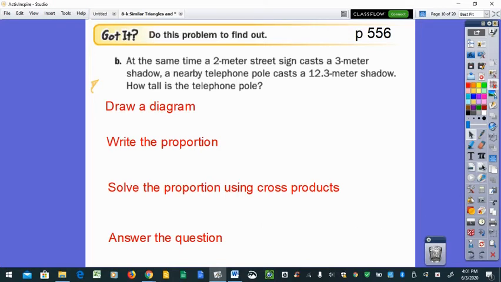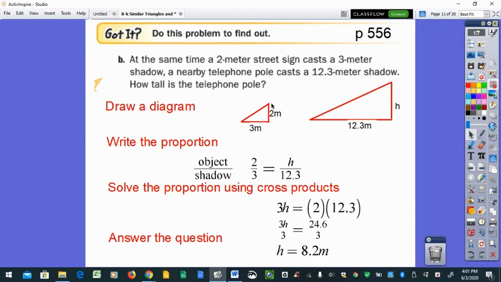So let's see how you did. Here's the street sign, its shadow, the telephone pole, which I don't know, and its shadow. And I decided to do the object to its shadow. So 2 is the street sign to its shadow of 3, as the height of the telephone pole is to 12.3. Now that's not the only way to write this proportion. Some of you might have put 2 over h equals 3 over 12.3, and you should get the same answer. There's actually 4 ways to write this good proportion, but there's also 4 ways to mess it up.